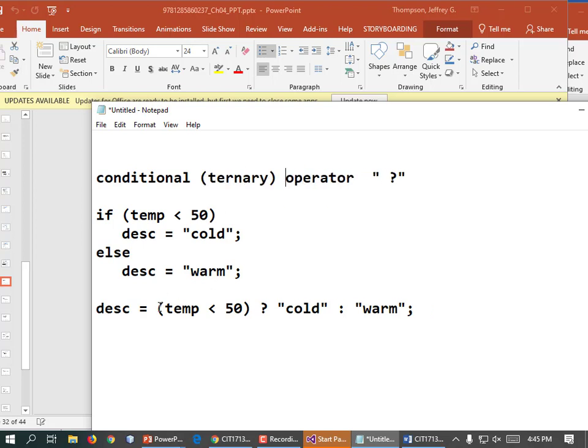You don't need the parentheses here for it to work. You can remove them. I like putting the parentheses around it because it makes it look like the if statement. It's not necessary at all. I'm going to go ahead and put them back.